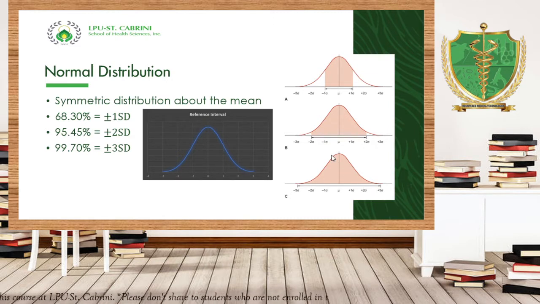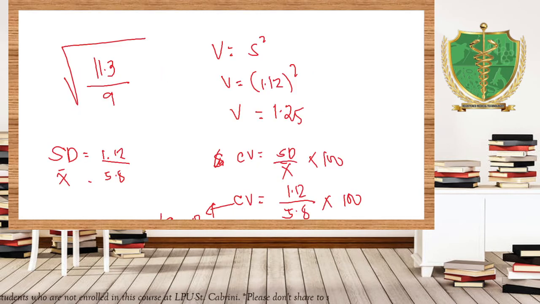Now, I told you that I'm going to teach you how to do this. So let's go back to the whiteboard. Okay, so we have our whiteboard again. We are going to remember our mean. Our mean is 5.8.